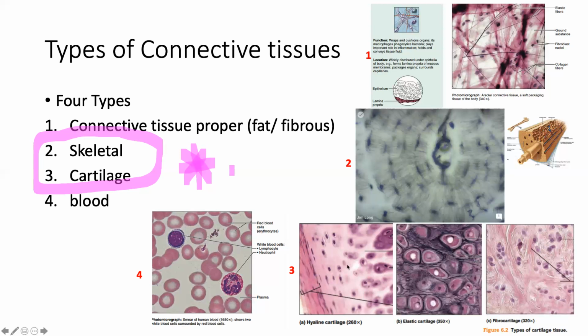If you are seeing one of these similar pictures, then you know that you are dealing with cartilage and loose areolar connective tissue. You will see something like that. Of course, they are pretty similar, but with time and education, you will be able to differentiate these different types of tissues.